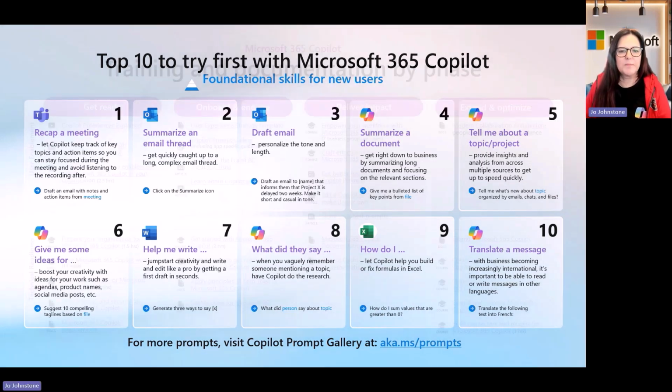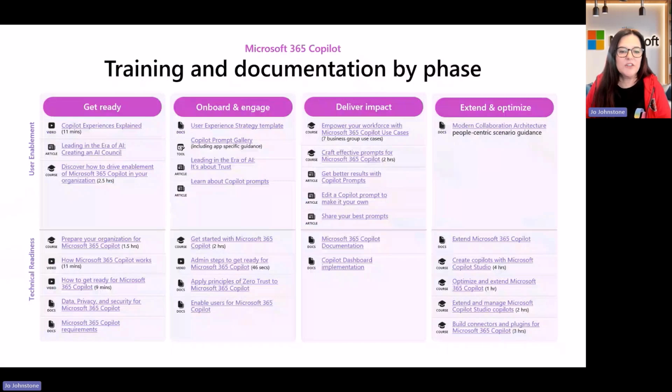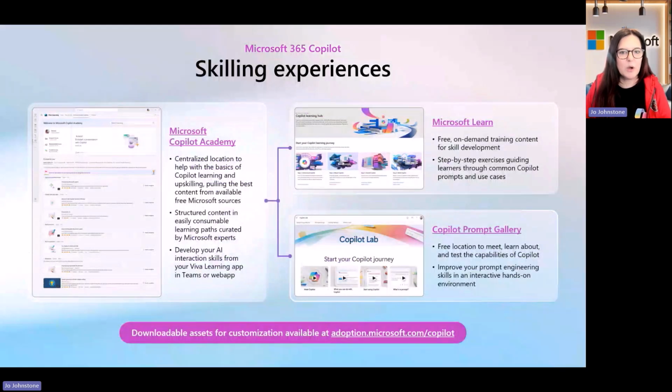Going to really help. And then there is actually a bit more of a guide on skilling, and this could be skilling for yourself or some of your users. So just links out to other assets by phase of your deployment, which you might find handy, and then just reminding you of where else you can get skilling. So you've got the Academy, you've got Microsoft Learn, you've also got the Copilot prompt gallery. It's labeled Copilot Lab here.